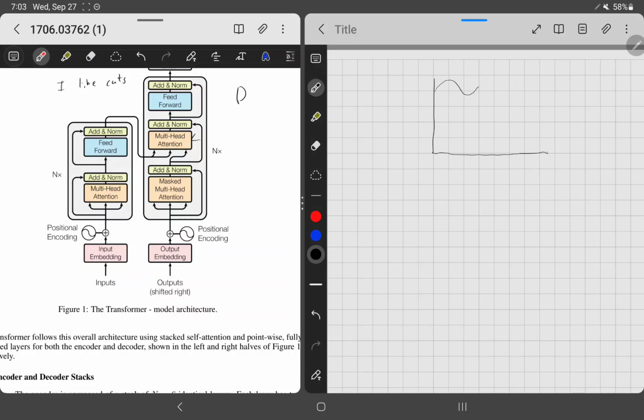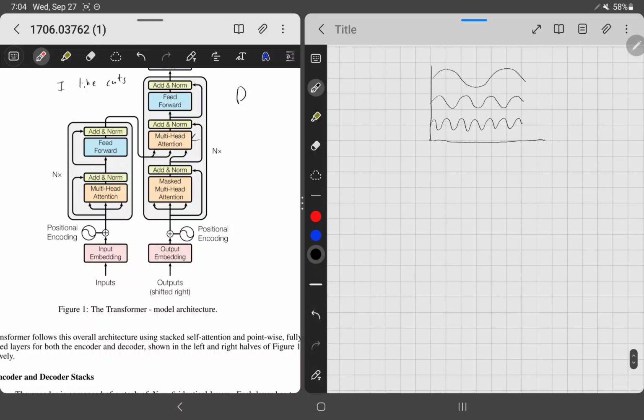To do that, we can have sine waves of varying frequencies. So we'll have 3 waves. Let's say we have the sequence "I like cats". So this would be I, like, cats, and this would be your dimensionality D, which is equal to 3 in this case. This is a high-level view of how you would do this. There are formulas for this using Euler.